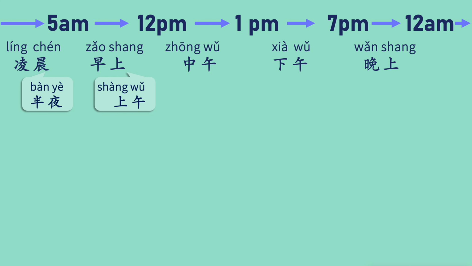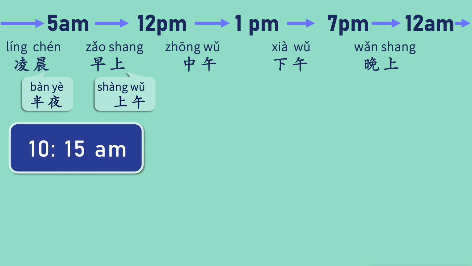半, we mentioned before, means half. So half night. 夜 also means night. Half night. Okay, let's check them out in the dialogue.